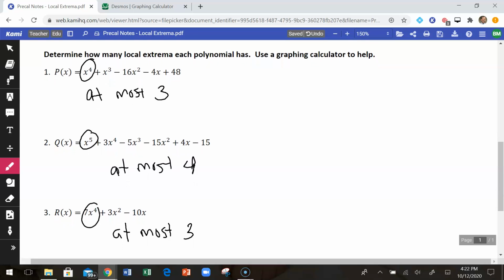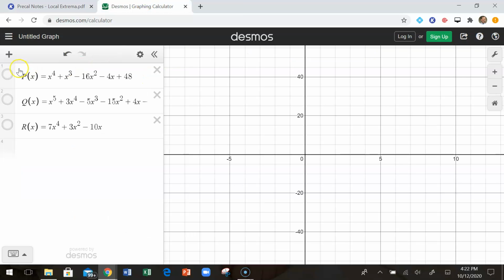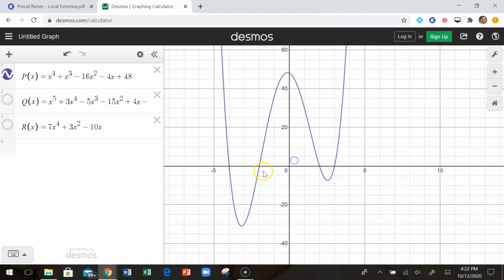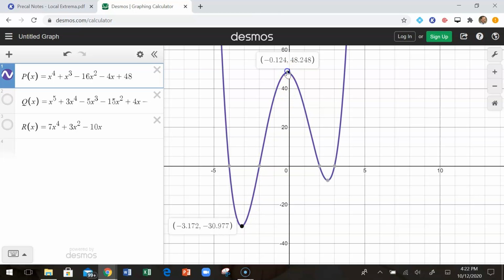So the first one, x to the 4th plus x cubed and so forth, says that we have at most 3 local extrema. So if I graph that, you can see that it does have 3. It's got a local minimum here, it's got a local maximum up here, and it has another local minimum down here. So there are 3 of them. A local min, a local max, and another local min. So there are 3 on that first one.